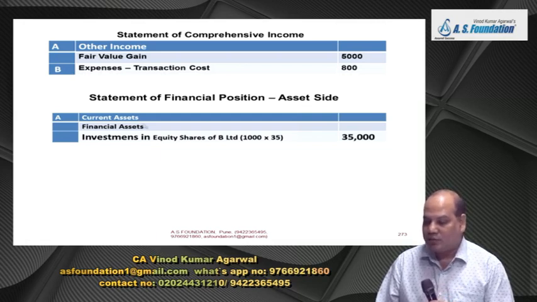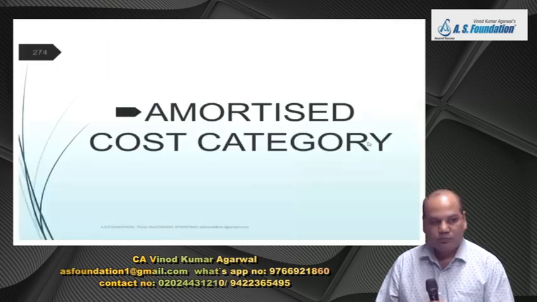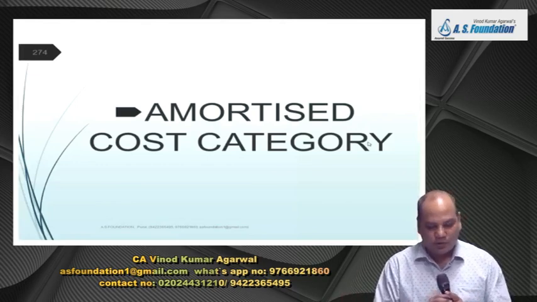SOFP asset side, if it is FVTPL instrument, we will show it as current asset because the objective is to sell. And financial asset, investment in equity share of B Limited, and the amount will be how much now? 35,000. 1000 shares. Closing balance is 35. So 35 rupees closing fair value, so 35,000. So the accounting of FVTPL instrument would normally be simple.